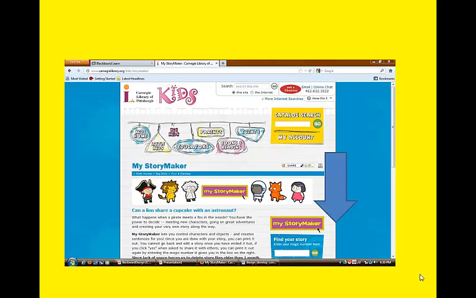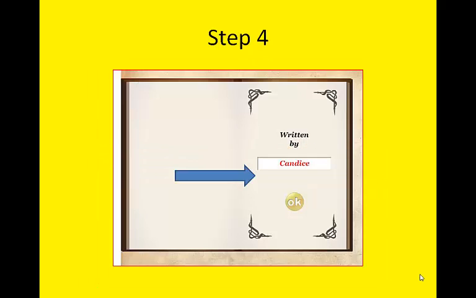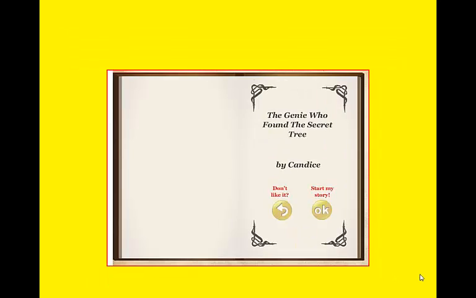You'll next be directed to the welcome screen. You'll want to click on the book to begin. You'll immediately begin setting up your story by typing in who the author is, selecting the character, the goal of the character, and the setting. Upon selecting these fundamental options, you will then be given the choice to approve or to start over.